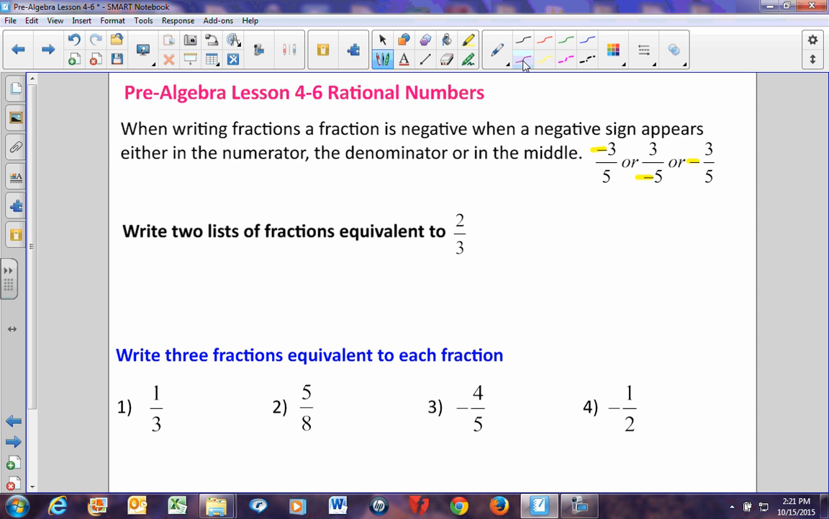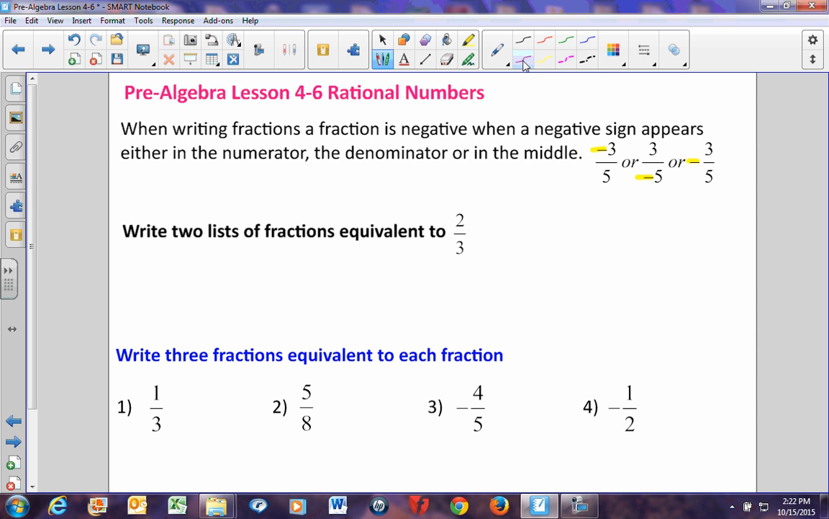I hardly ever see somebody say it's 3 over negative 5, because it's not positive 3/5, but negative 3/5. We just call it negative 3/5. Now, most of the things we do with rational numbers happen to be with fractions and some decimals. So it's very good to become very fluent with being able to deal with fractions. The better you can deal with fractions, the stronger you'll be mathematically later in your careers. So, write 2 lists of fractions equivalent to 2/3.